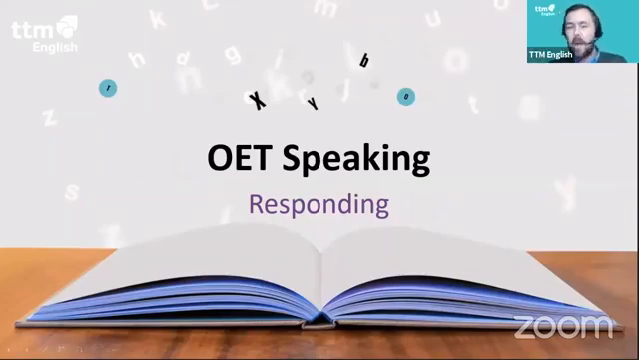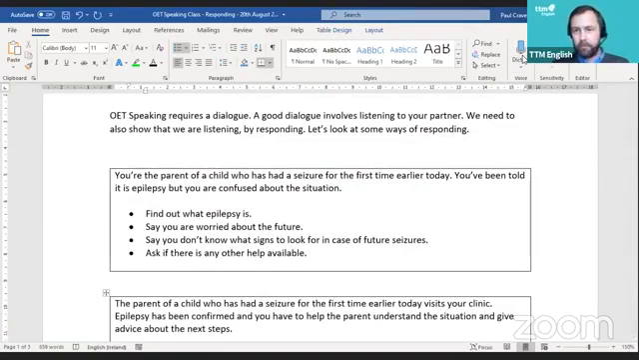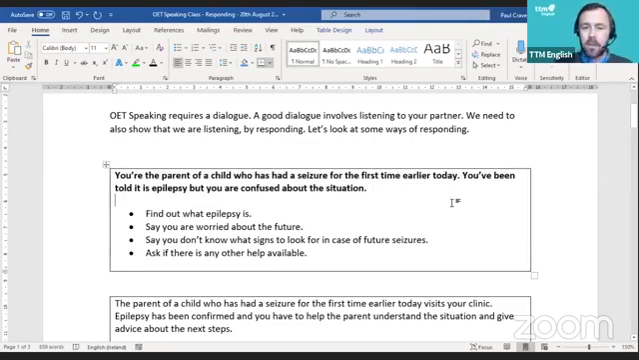So I'm going to choose Baiju. Are you there, Baiju? Okay, Baiju, have a look at the screen. You're the parent of a child who's had a seizure for the first time earlier today. You've been told it's epilepsy, but you're confused about the situation. You would be, wouldn't you? If it was the first time and you didn't know anything about it.